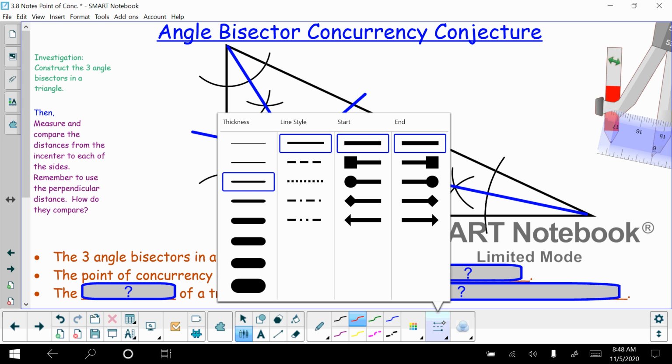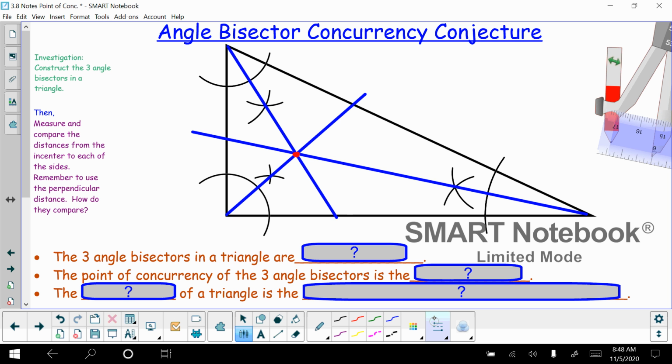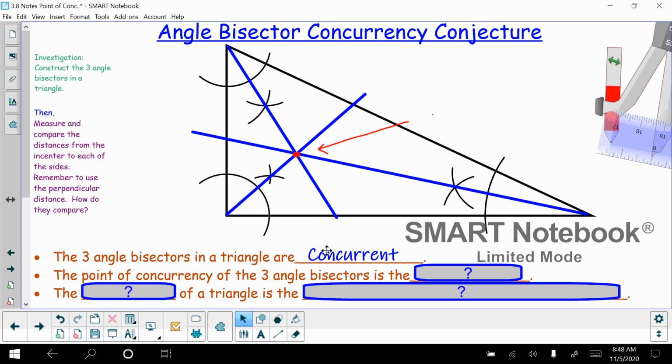So guess what, guys? That point right there is called a point of concurrency. We're going to write down in the first blank that yes, the 3 angle bisectors in a triangle are concurrent. And then each point of concurrency actually has a name. There are going to be several that we have here today. The point of concurrency of the 3 angle bisectors is the in-center. So that's the in-center, and there's something also unique about the in-center.